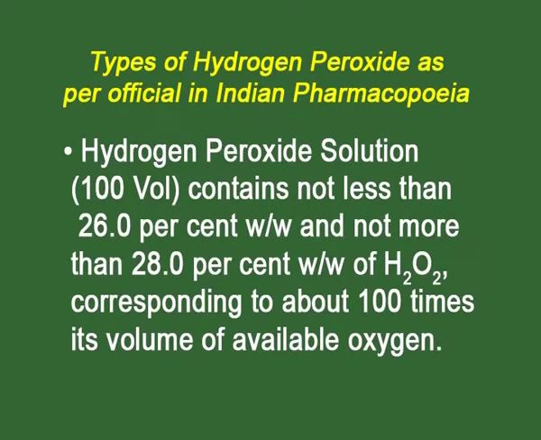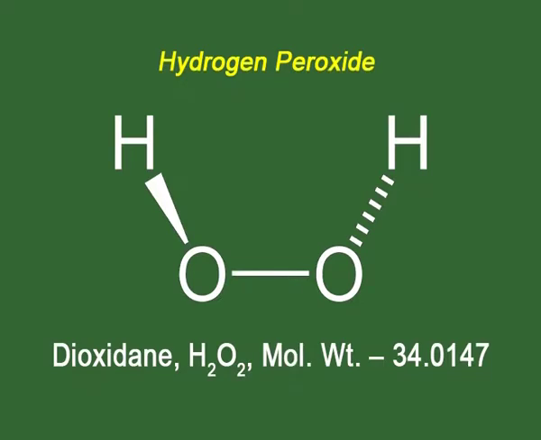The other grade available commercially is hydrogen peroxide solution 100 volume that contains not less than 26% weight by weight and not more than 28% weight by weight of hydrogen peroxide, corresponding to about 100 times its volume of available oxygen. It is a clear, colorless and odorless liquid. It decomposes vigorously in contact with oxidizable organic matter and with certain metals and also if allowed to become alkaline.